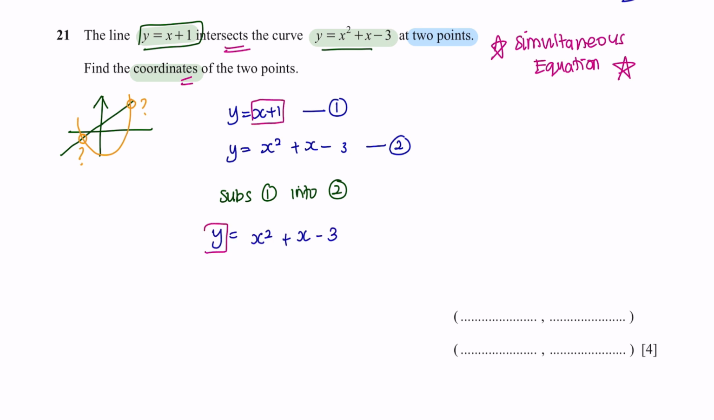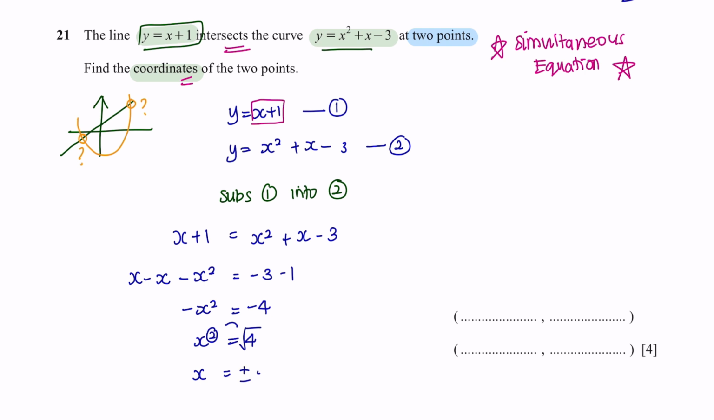So instead of writing y, we're going to use x plus 1. Now we can solve this to find x. We will get x squared equals 4. So bringing the square to the other side, we would get a square root. So x could either be plus or minus 2. So we have two values for x. It could be either positive 2 or it could be negative 2.